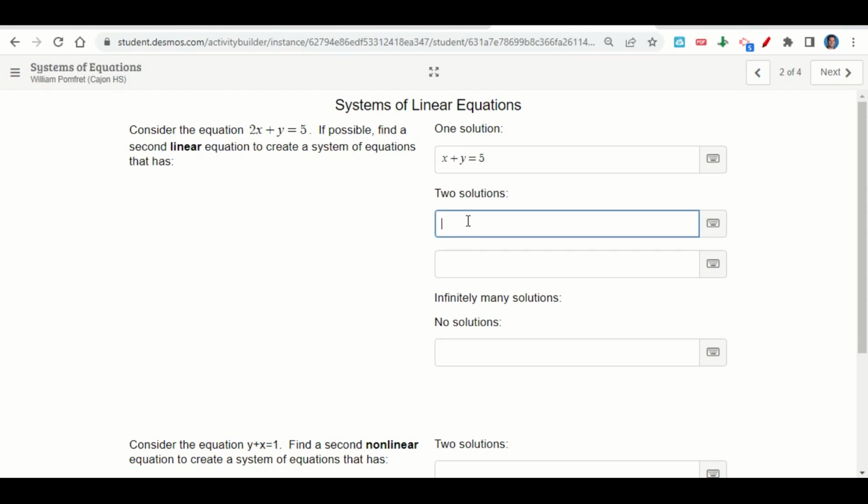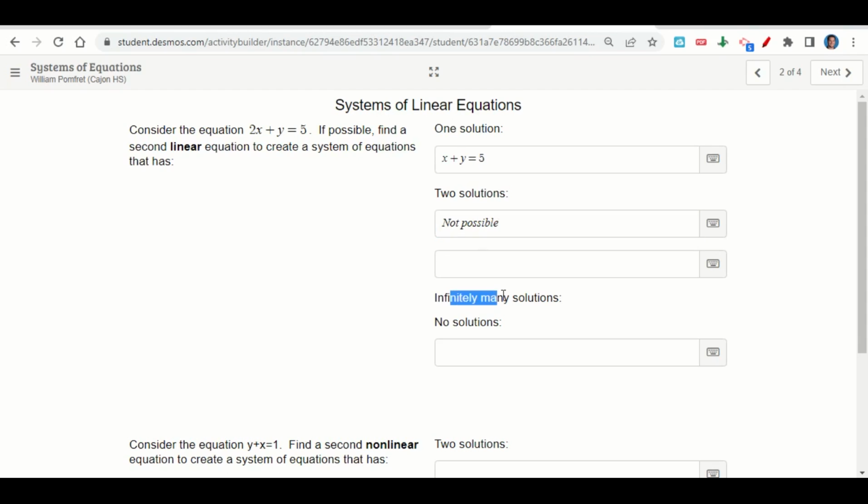Now two solutions. So if we wanted two solutions, now we need to be able to have something that's going to cross in two places. Well, we know that in order for it to cross in two places, it can't be linear because it has to go through and then come back around. So this is not possible.